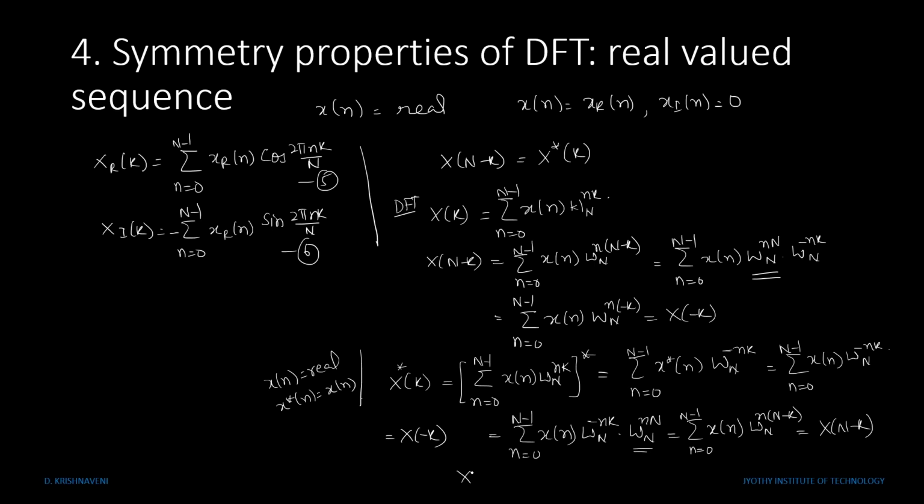So we prove that conjugate of X of k is equal to X of N minus k, provided x of n is a real sequence. So this is a very important symmetric property. When x of n is a real sequence, X of N minus k is equal to conjugate of X of k, or X of k can be written as conjugate of X of N minus k.